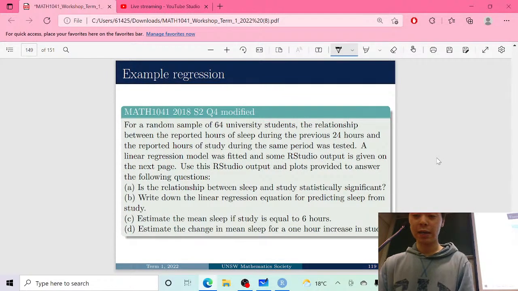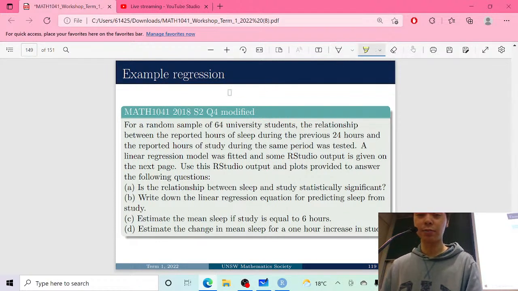Cool. And just to wrap up, we'll look at an example coming from 2018. So this is a lot of text as well. So let's try to jot down the main points here.